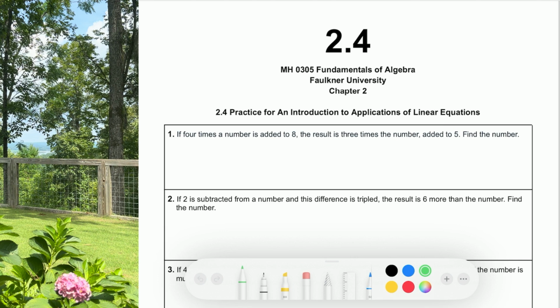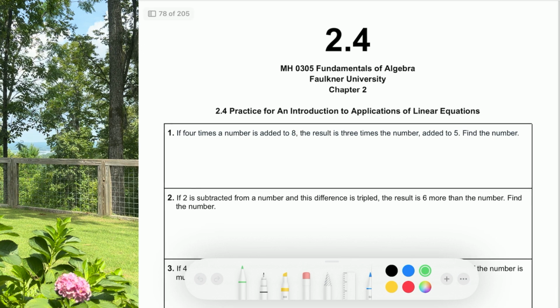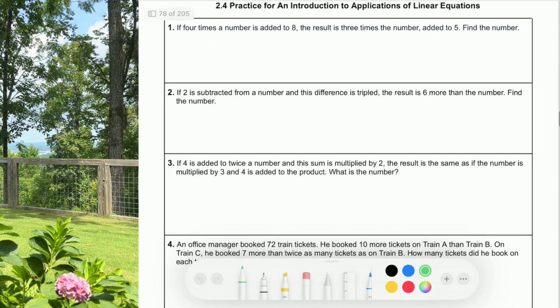Welcome back, students. We will be looking at section 2.4, practice problems for an introduction to applications of linear equations. So let's go ahead and get started.